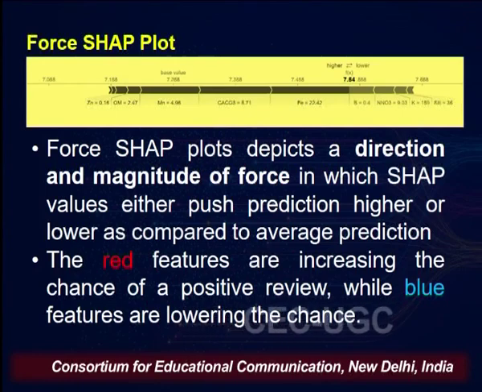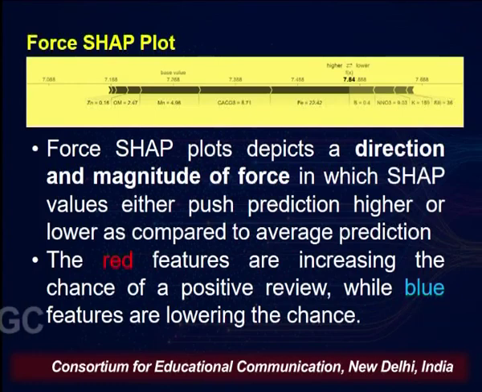So, why is it called a force? Because it is actually pushing. Some of the features that are on the higher side are pushing the prediction towards a larger value, and the features that are having a negative impact are lowering the chances. So, there are some red features and blue features. Red features are nothing but they are increasing more towards the positive value, and the blue features are lowering the chances.